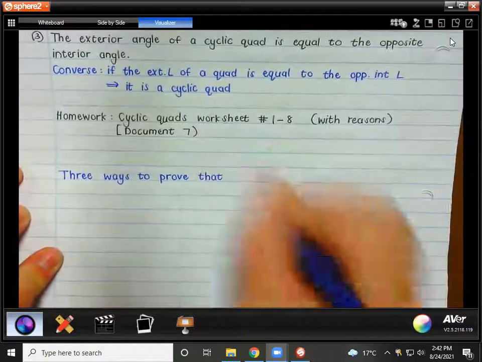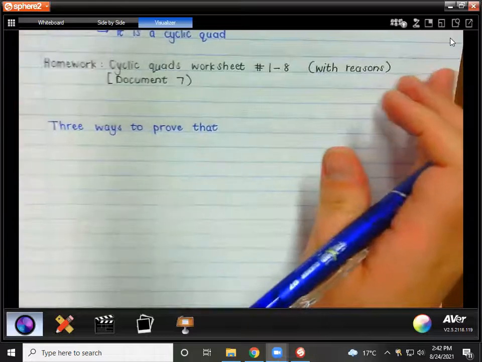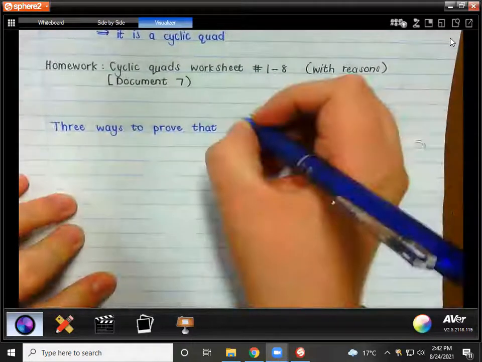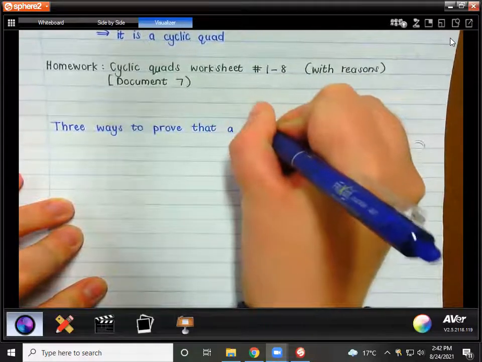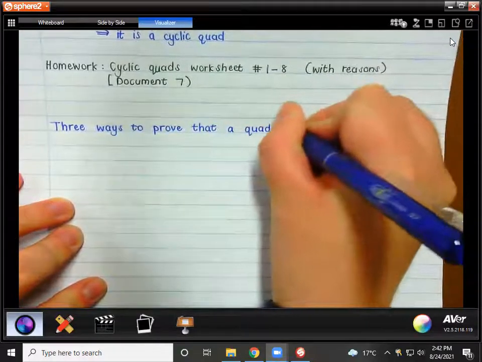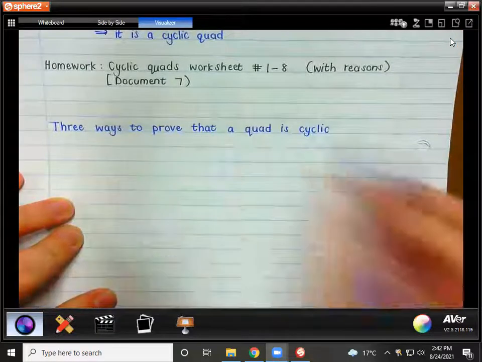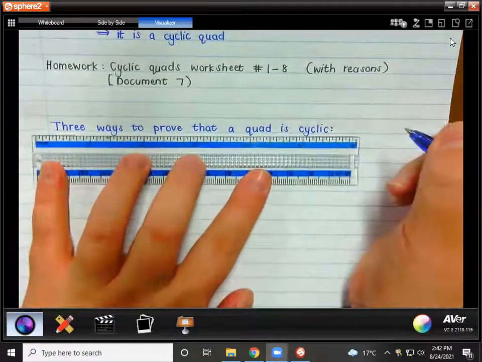It is kind of a part of this, but let's just do them all. So just do a new note. It's fine. Then you don't have to try and find space. 3 ways to prove that a quad is cyclic. Right, and we can draw lines underneath.